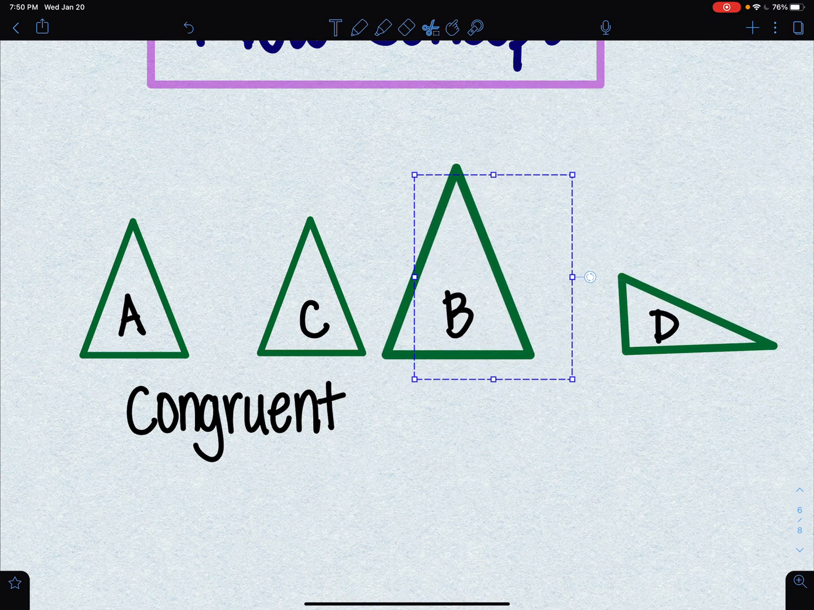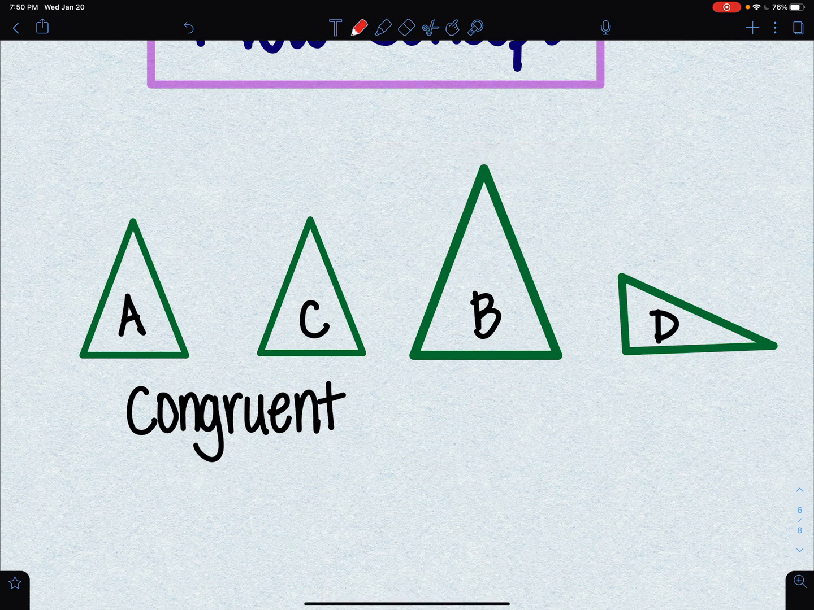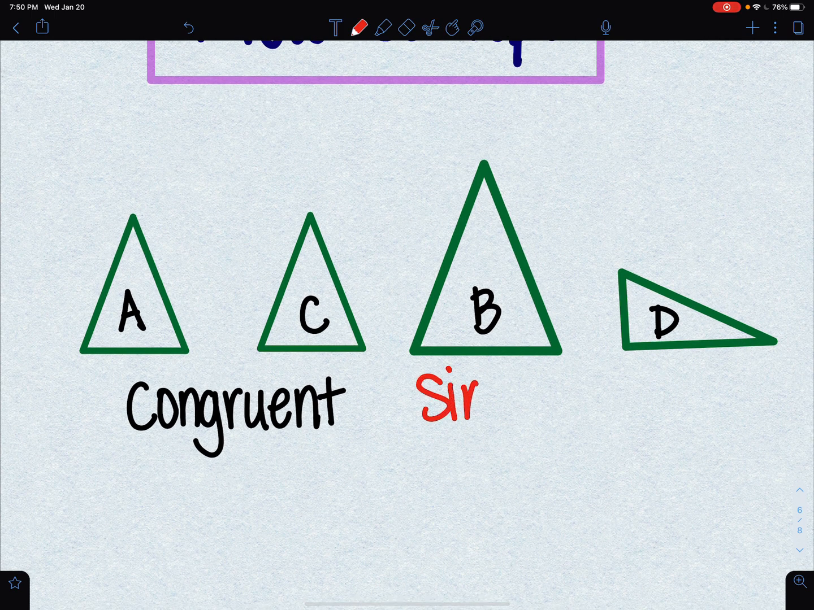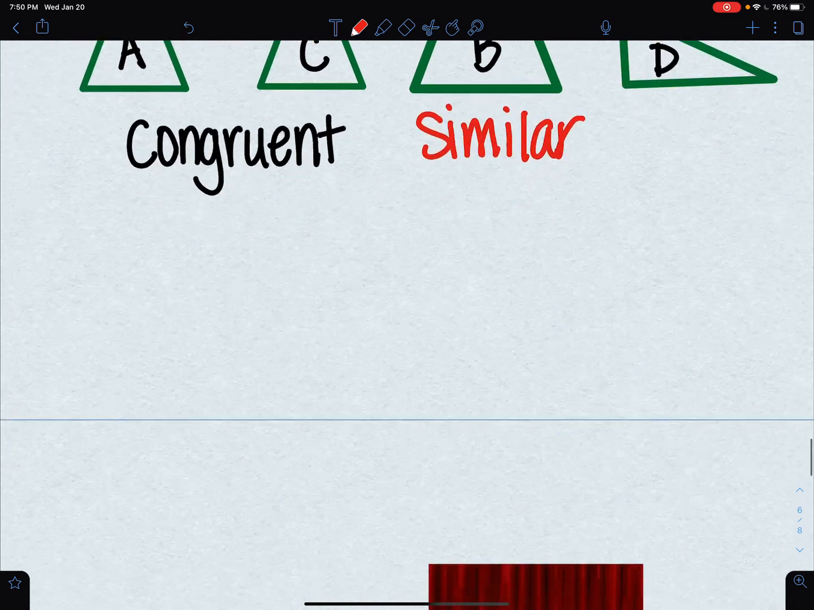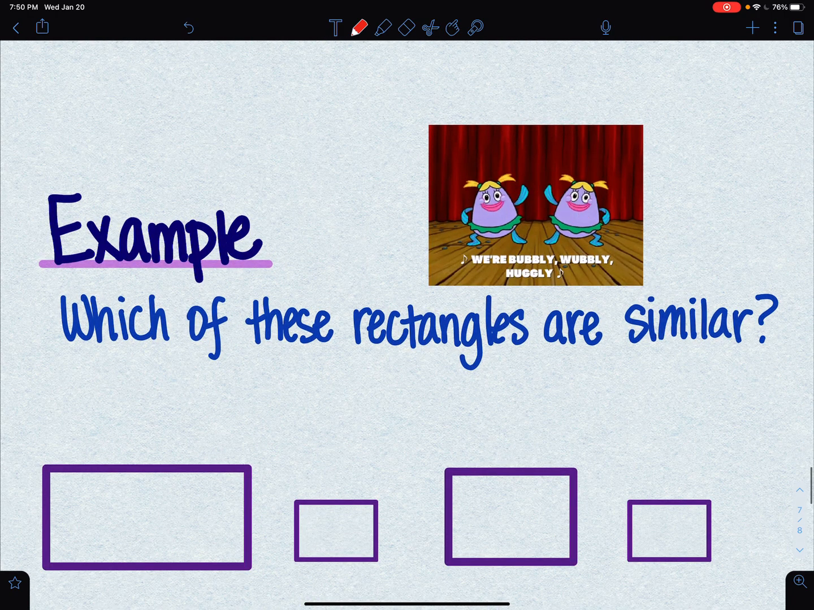B though, B is similar. It's similar, remember that word? But it's not congruent. Okay, so I think you got that, Danny. Let's go over an example.